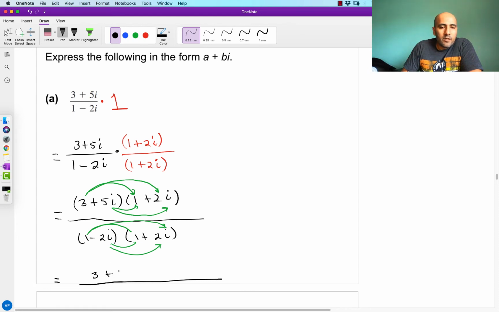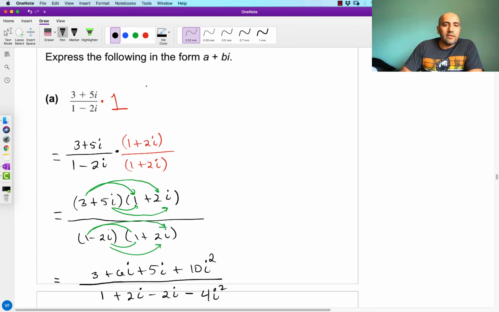plus 6i plus 6i plus 5i plus 10i squared. We'll simplify that in a little bit. In the denominator, I'll end up with a 1 plus 2i minus 2i minus 2 squared, I'll just say 4, minus 4i squared. Right, each one of these i squares becomes a negative 1. Negative 1 there, negative 1 there.